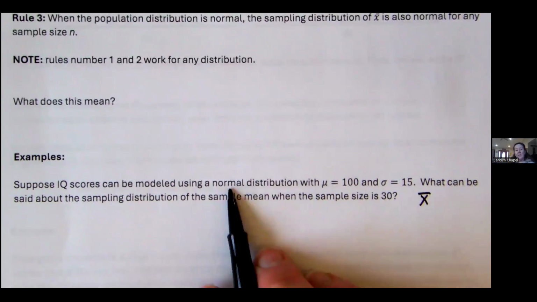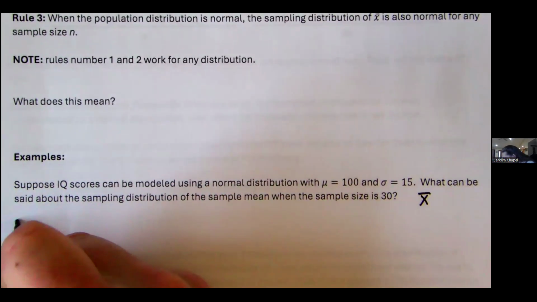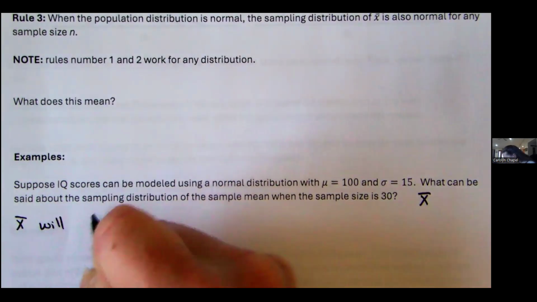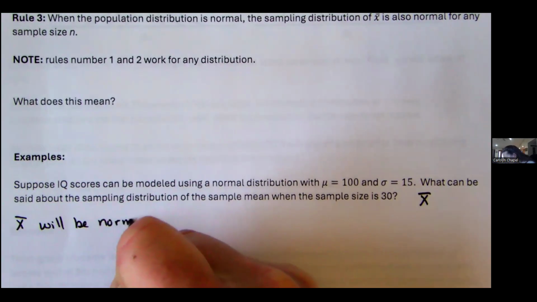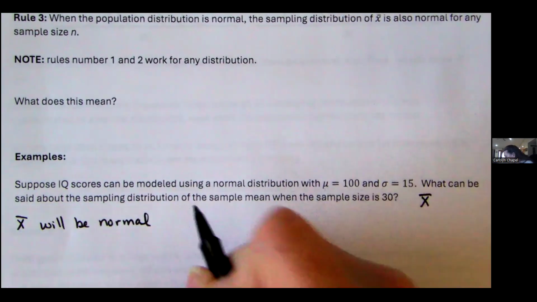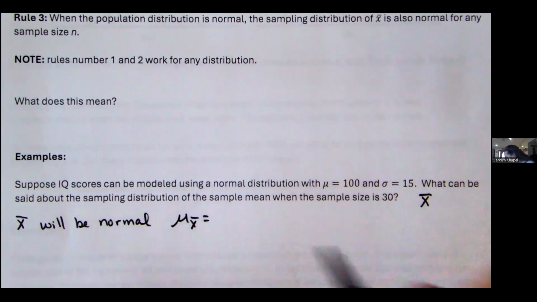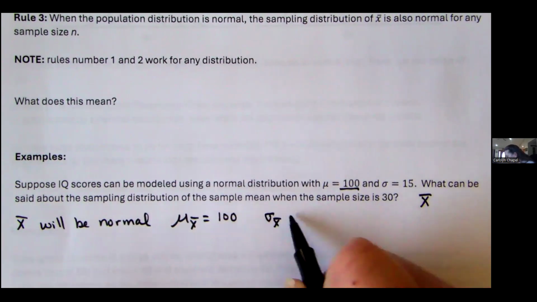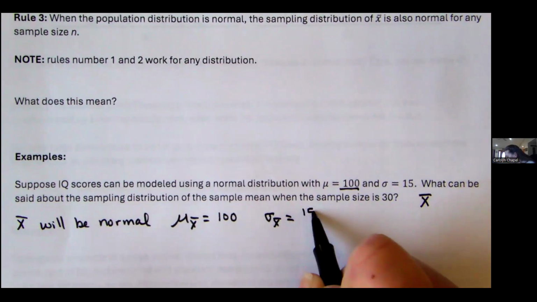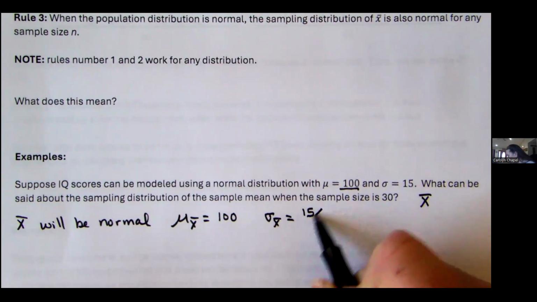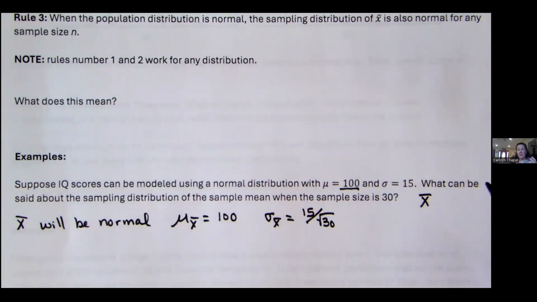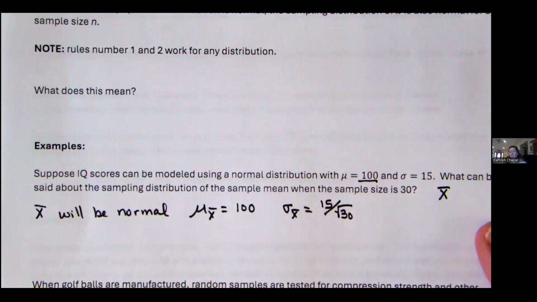Well, since the original stuff was normal, I know that this X bar will be distributed normally. It will be normal, so it's going to follow that normal curve. It will have a mean equal to the same as the mean before. But its standard deviation, or its standard error, is going to be a little bit smaller. It's going to be that 15 divided by the square root of our sample size, because again, we are averaging out the extremes. So that is all it's telling us.